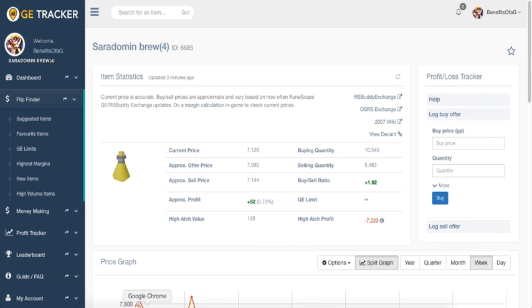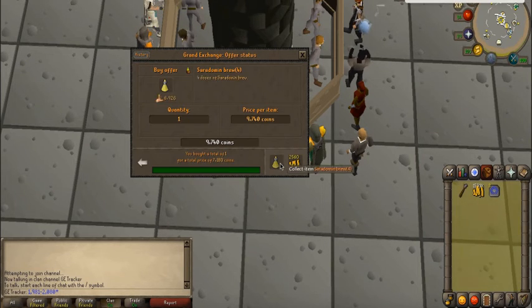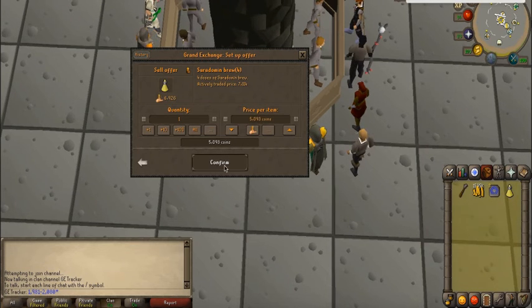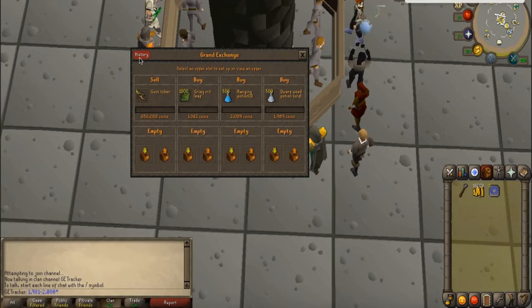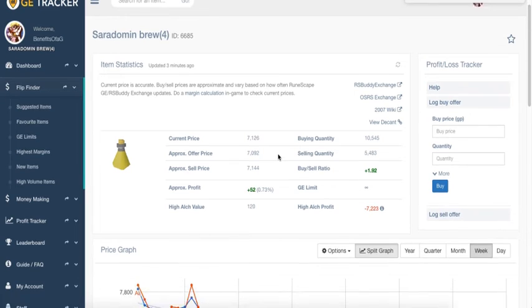There we go. It was the 4 dose, I believe. Yes, it was. Increase this just a little bit. That's actually quite a lot. And then drop the price down. Okay, 7K. So we're seeing almost a 200 GP profit.